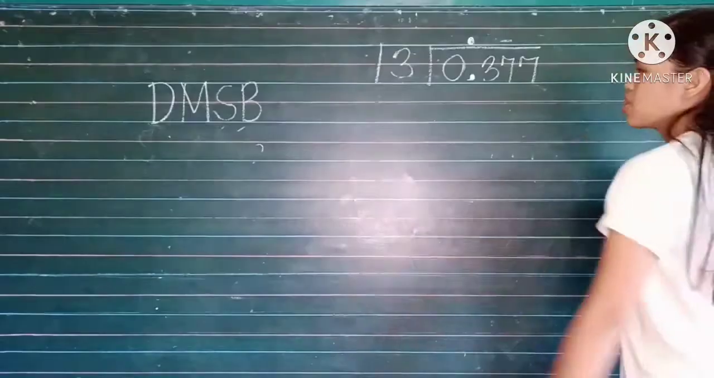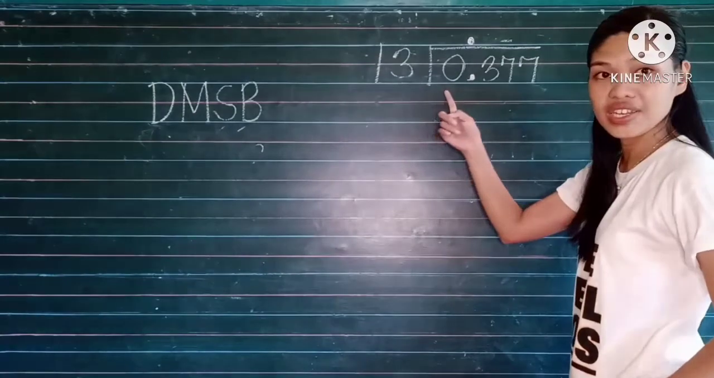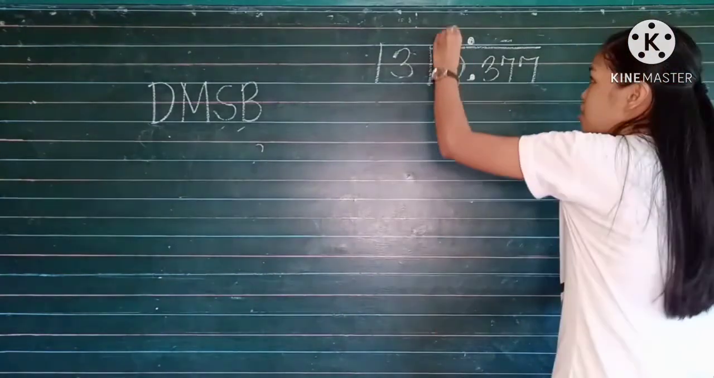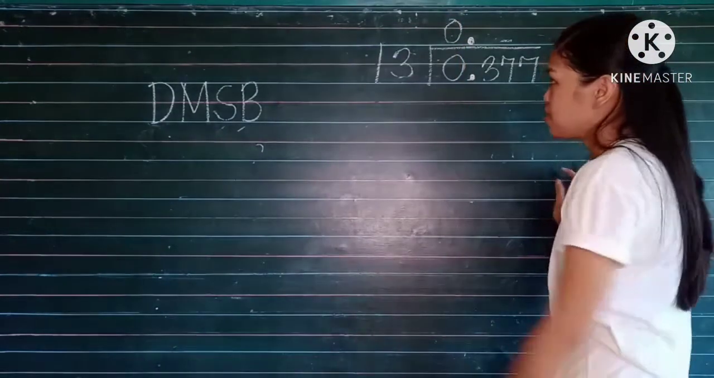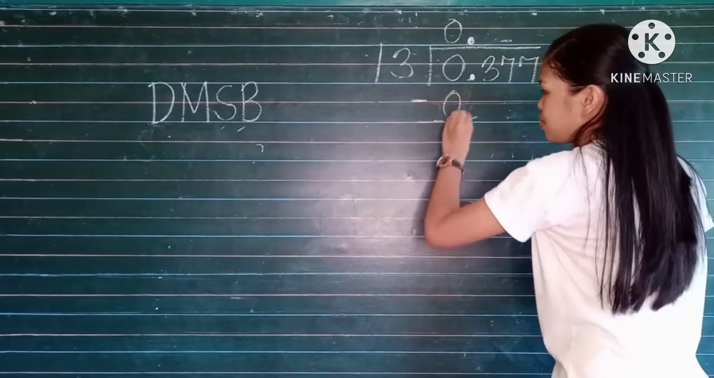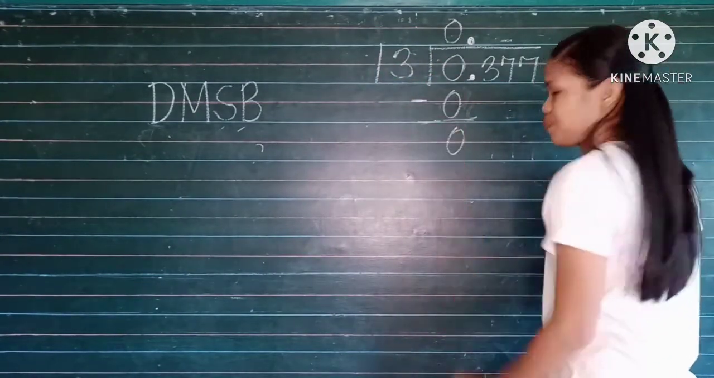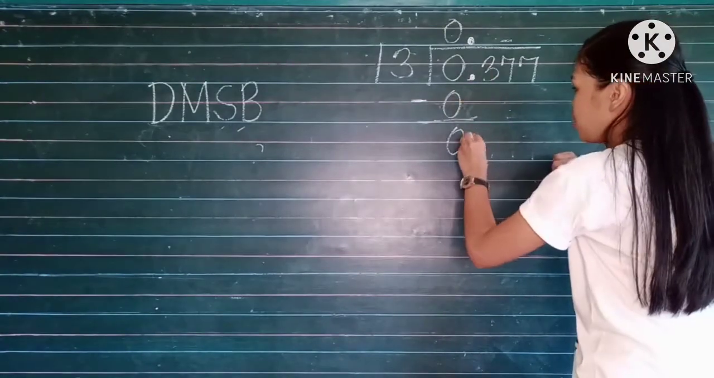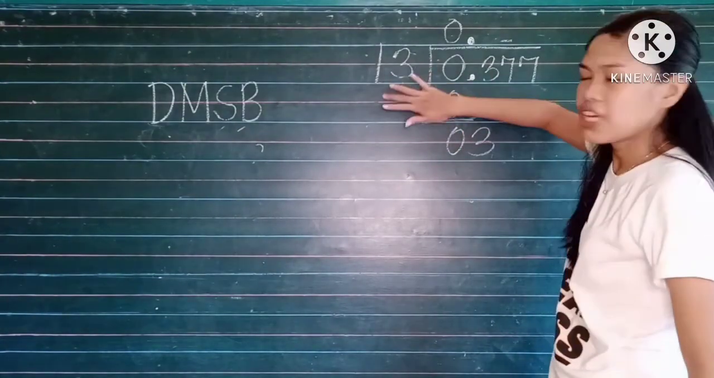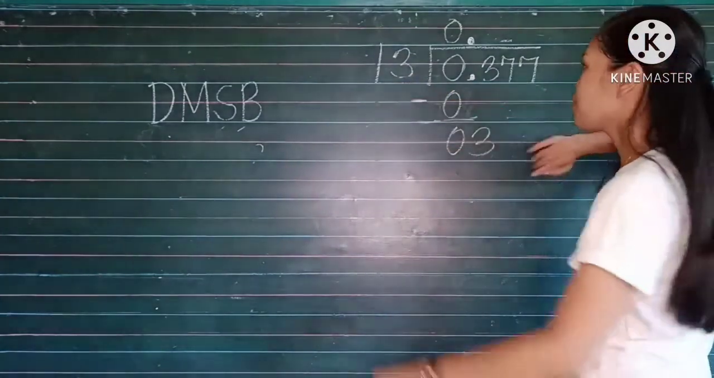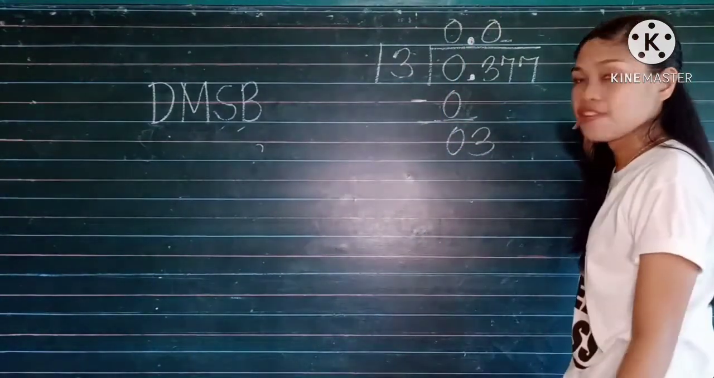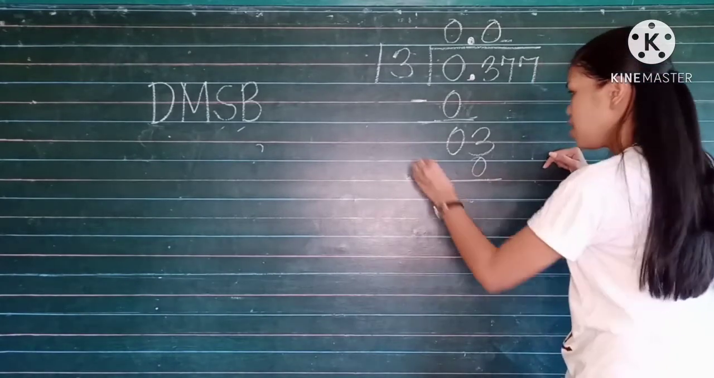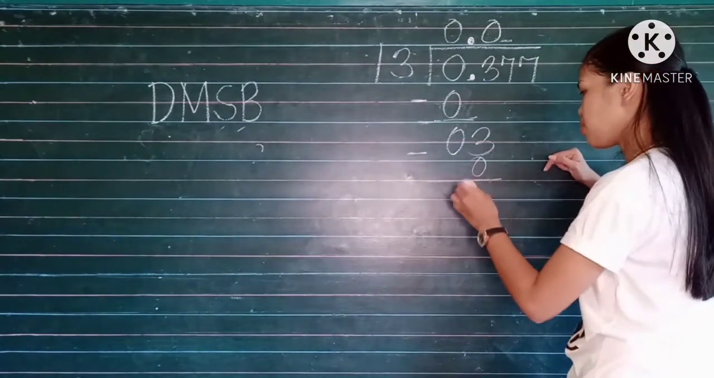Another example we have. This one. First, we have this one. Okay? 0 divided by 13, of course, it is 0. 0 times 13 equals 0. 0 minus 0 equals 0. Okay? We place a decimal point in the answer above. Then, bring down 3. 3 divided by 13. Of course, 0 again, since 3 is smaller than 13. 0 times 13 equals 0. Then subtract. 3 minus 0, we have 3.